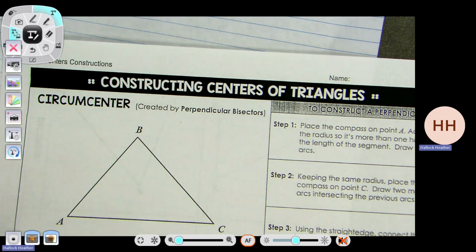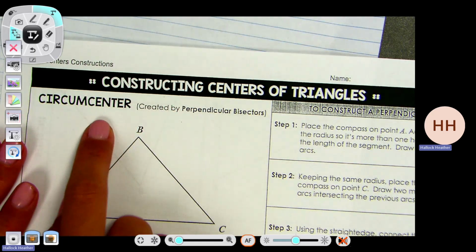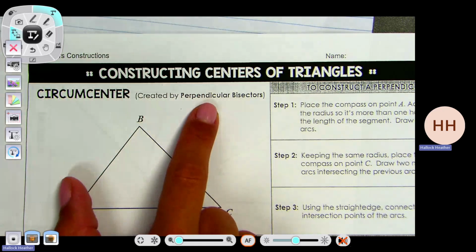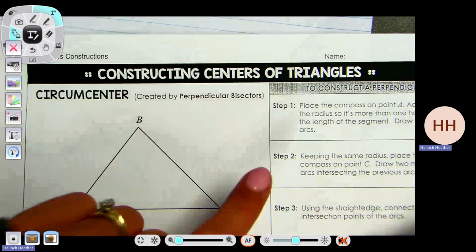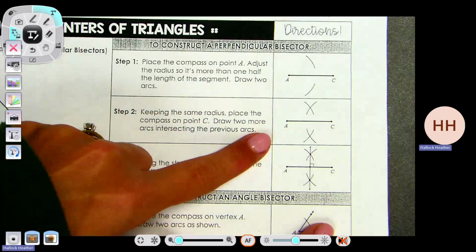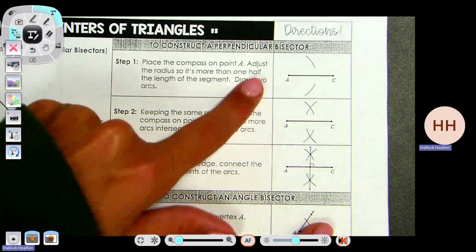Anyway, so circumcenters. Just try your best with these, and we're going to move on with our lives after we do them. A circumcenter is created by perpendicular bisectors. We did this in chapter 1. So what we're doing is these 3 steps. Period 1 did great, period 2 did great, and then period 3 lost their mind. So I don't remember if you guys are okay with constructions. I would assume so, but whatever.